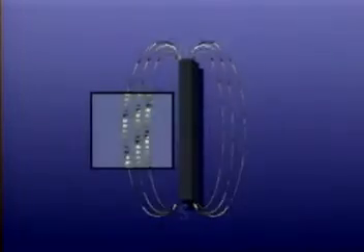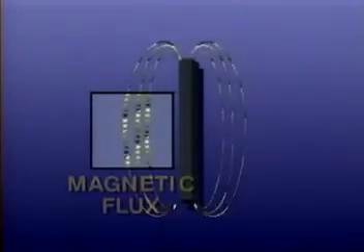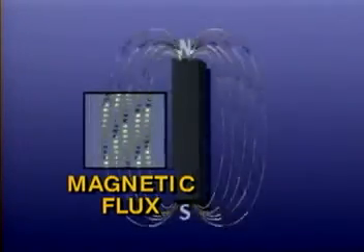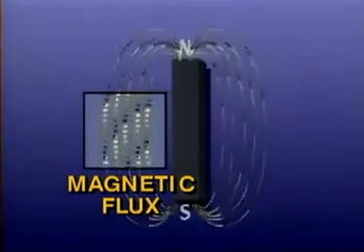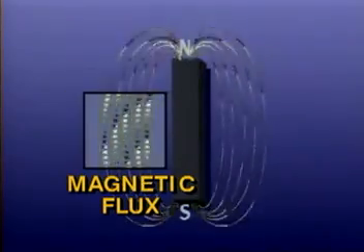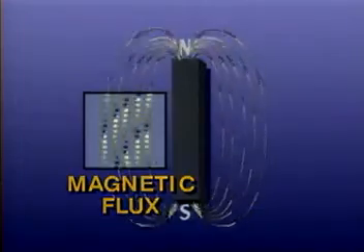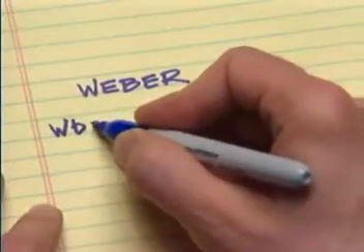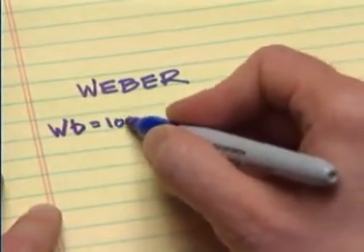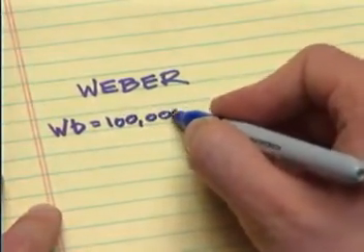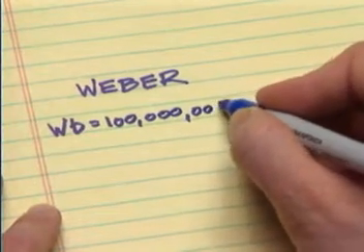Now, let's see how the strength of a magnetic field can be determined. Groups of force lines within a magnetic field are called magnetic flux. The more lines of force, the greater the magnetic flux, and the stronger the magnet. A single line of magnetic flux is called a Maxwell. Magnetic flux is measured in Webers, abbreviated Wb. 1 Weber is equal to 100 million lines of force.